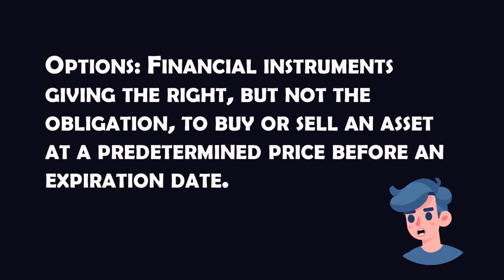Next, we have options. Options give investors the right, but not the obligation, to buy or sell an asset at a predetermined price before a specific expiration date. A common use of options is to purchase put options to hedge against a decline in stock prices. For example, if you own 100 shares of company XYZ, you might buy put options to sell those shares at a specific price, thus protecting against a potential price drop.